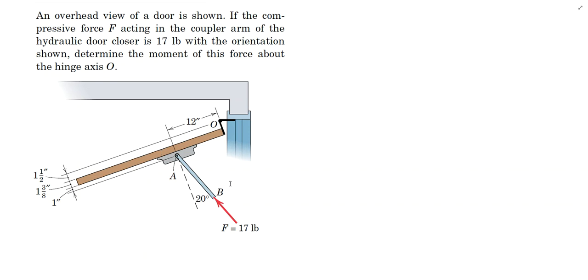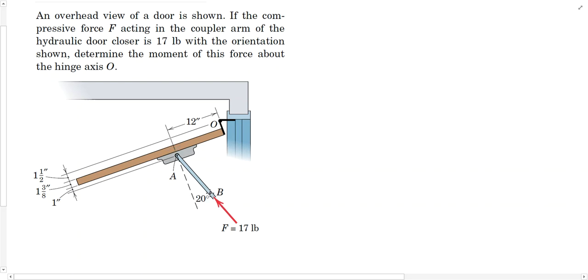The only thing that we have to do is really break this force up into some components, and we'll make a good decision on the type of components we'll use, and then we can do a scalar approach to determine the moment that each force component makes around point O. So, if we think about this force, we've got a 20-degree angle here from this dashed line, which is drawn perpendicular to the plane of the door.